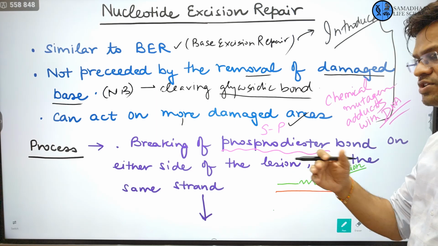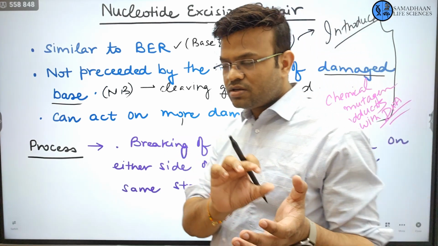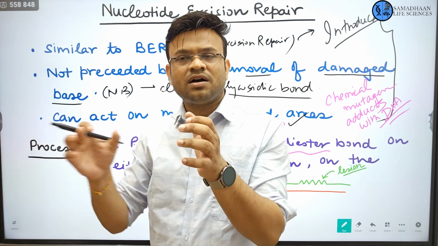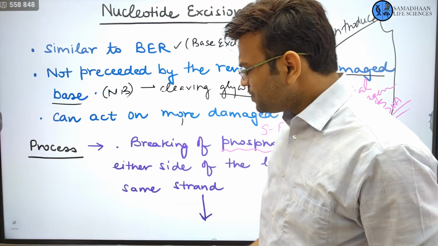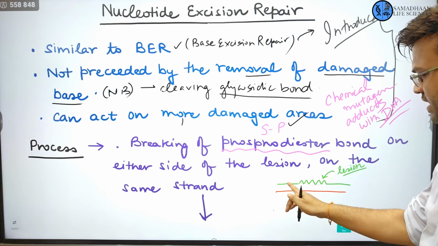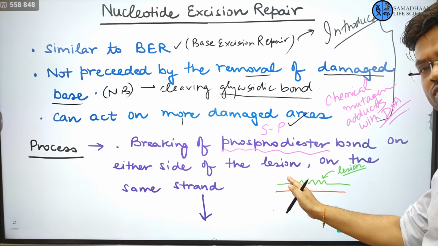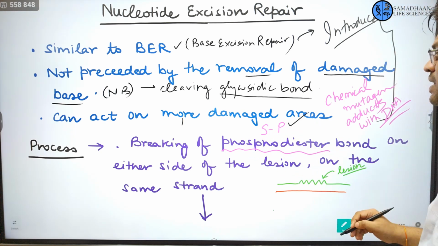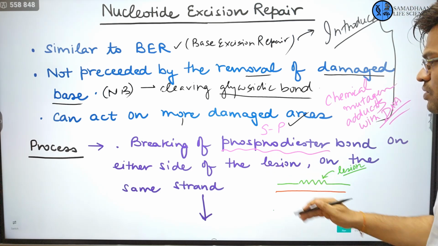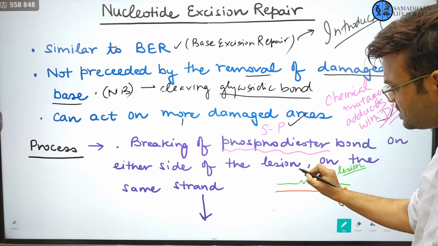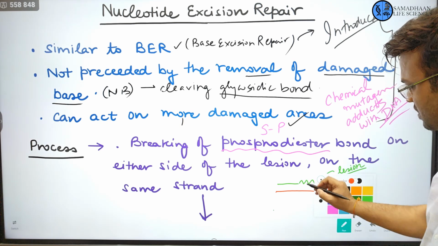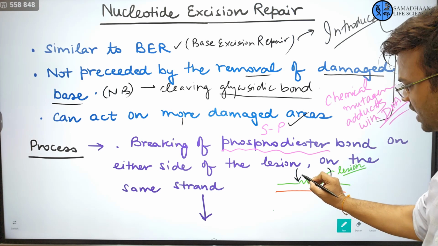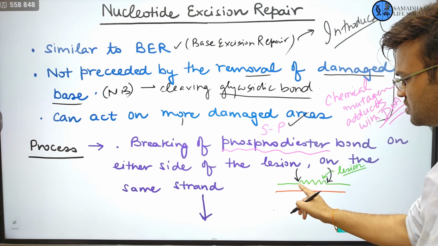Obviously you know that sugar is connected to the phosphate, and the phosphodiester bond connects the nucleotides together. So this would be one nucleotide, second nucleotide, third nucleotide. They are connected with the sugar phosphate backbone. What happens is the phosphodiester bond is broken on either side of the lesion. This is one side of the lesion, and this is another side of the lesion. So we would be breaking the bonds present over here.